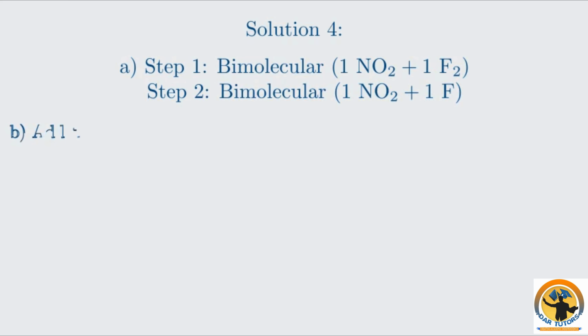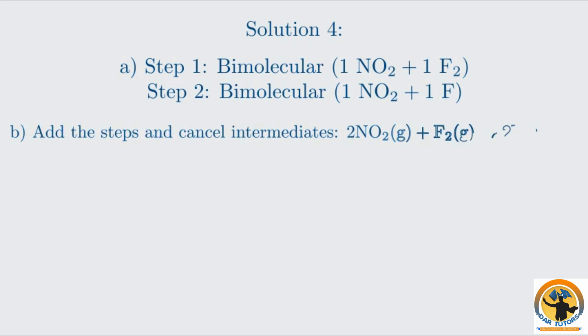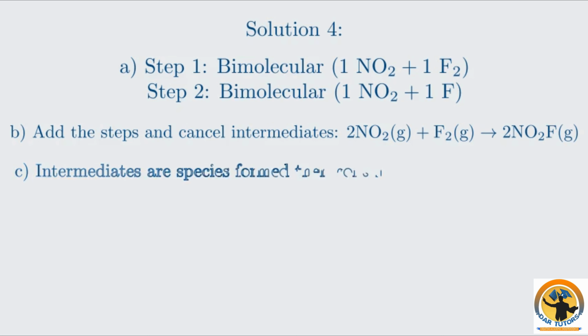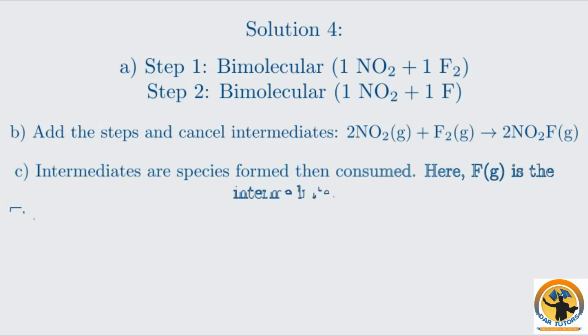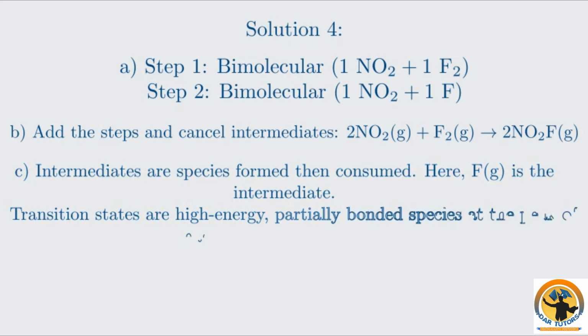B. To get the overall equation, we add the 2 steps. The fluorine atom F appears on both sides and cancels out, leaving us with 2NO2 plus F2 yields 2NO2F. C. An intermediate is formed in one step and consumed in a later step. Here, F is the intermediate. A transition state is the high-energy species at the peak of each step's energy profile.